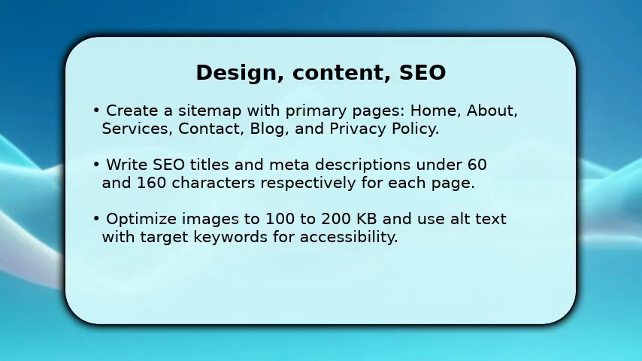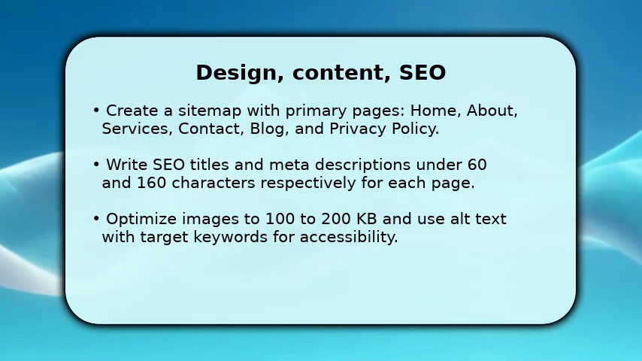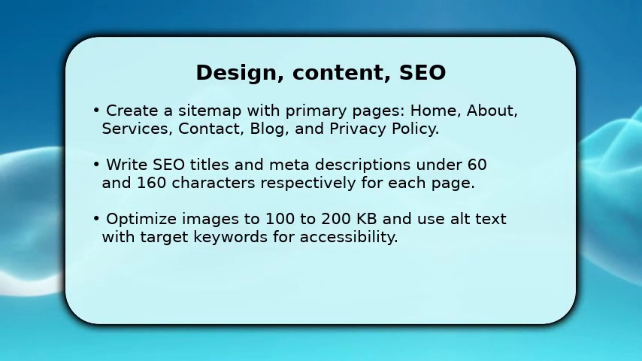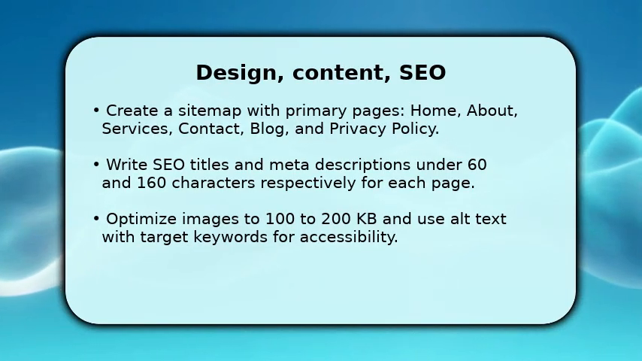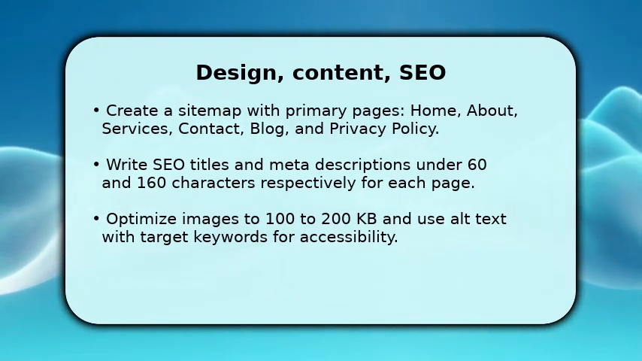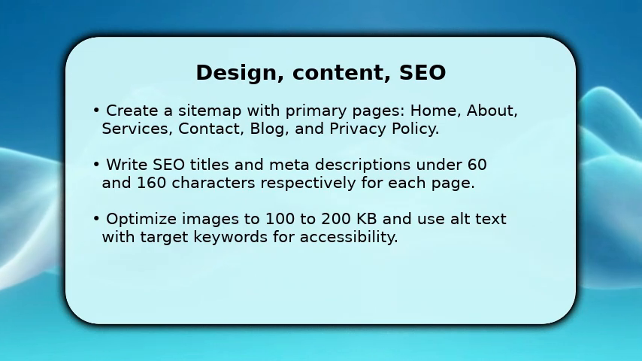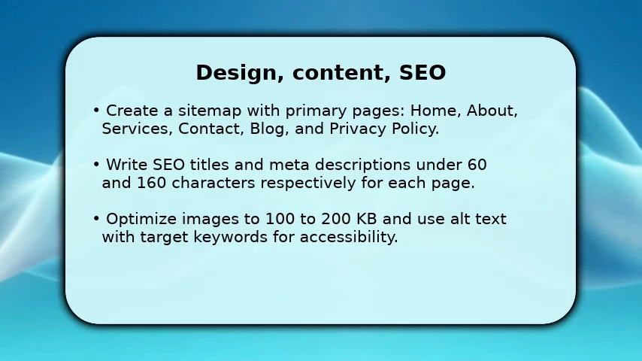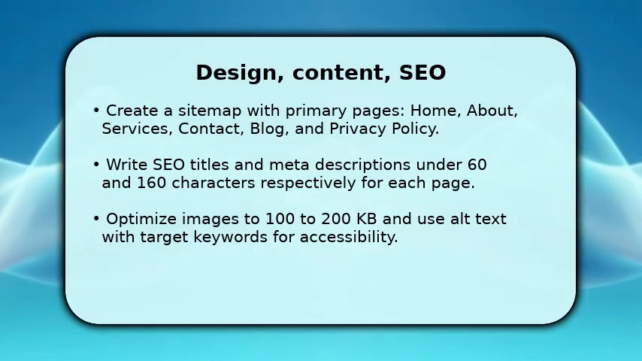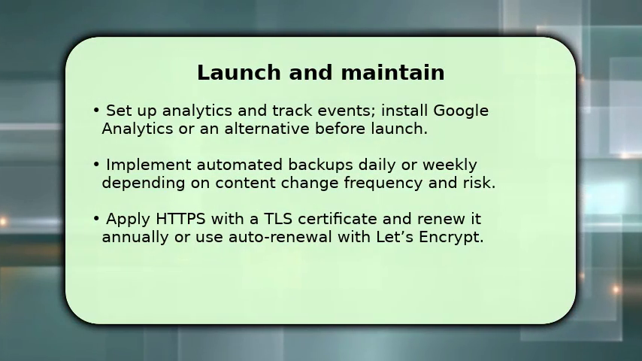Write SEO titles and meta descriptions under 60 and 160 characters, respectively, for each page, and include structured data for articles or products. Optimize images to 100 to 200 KB, and use alt text with target keywords for accessibility, performance, and better search rankings. Set up analytics and track events.